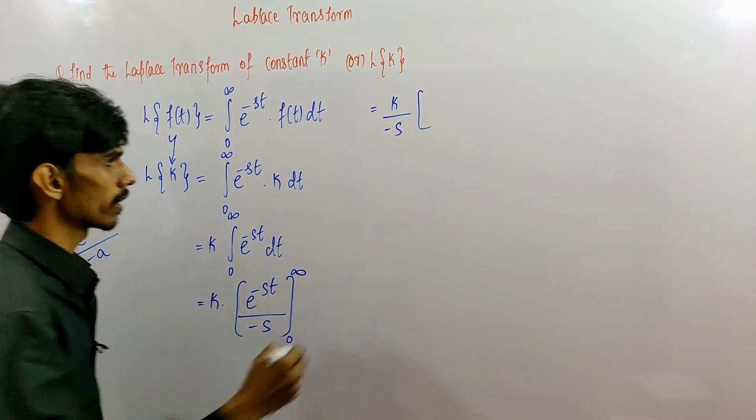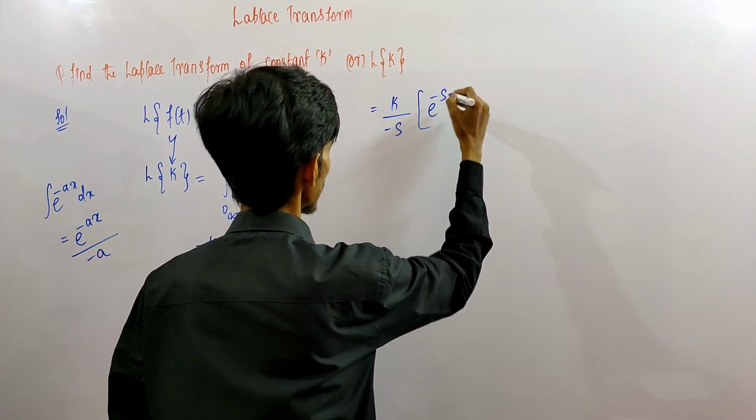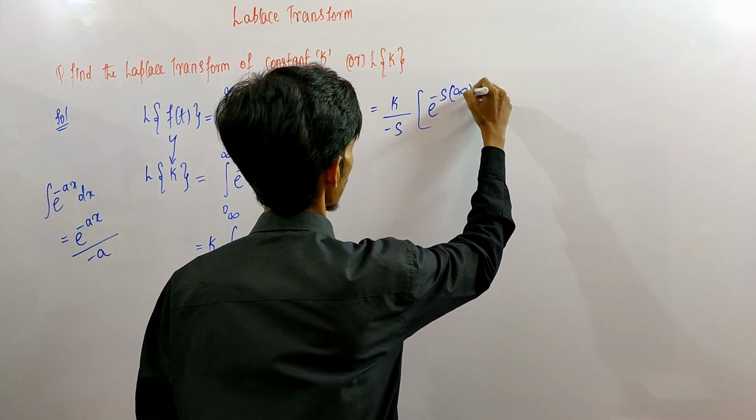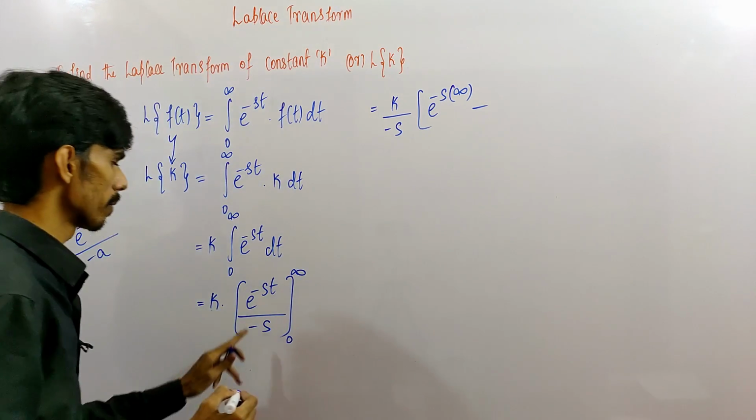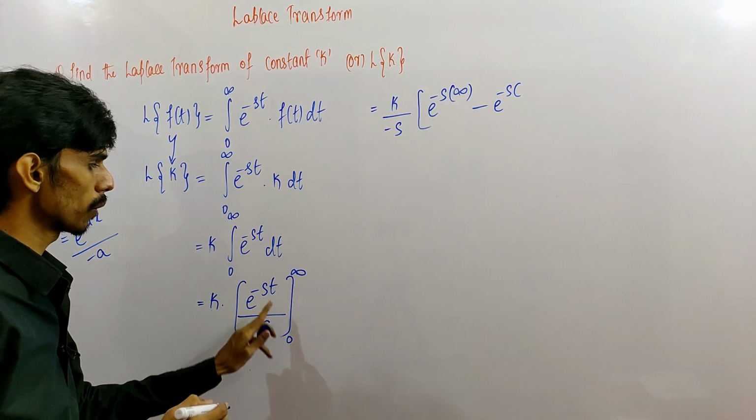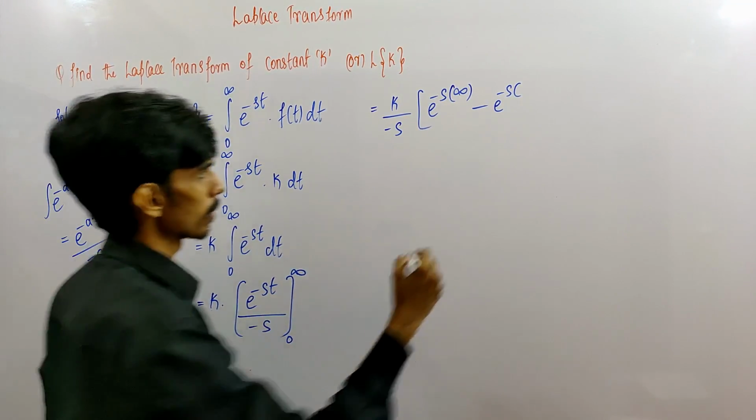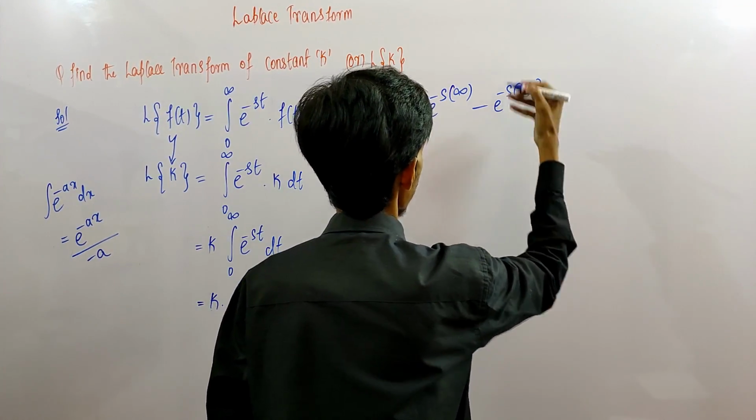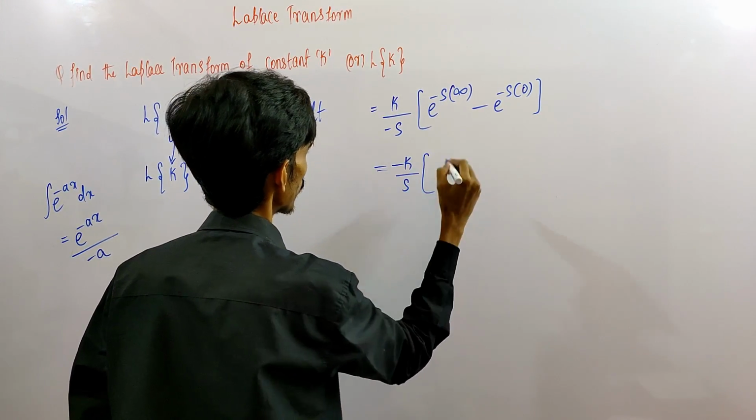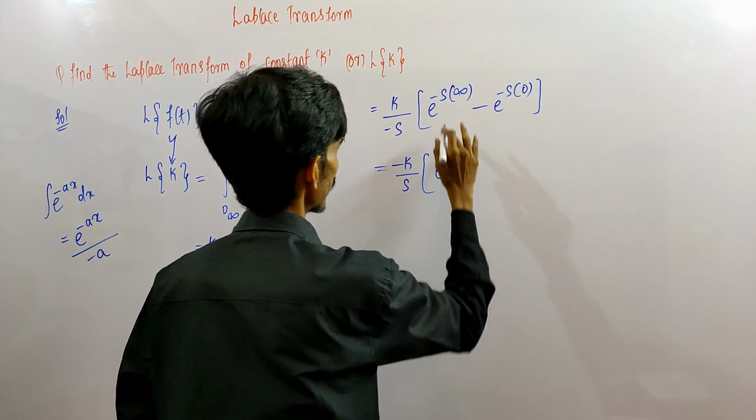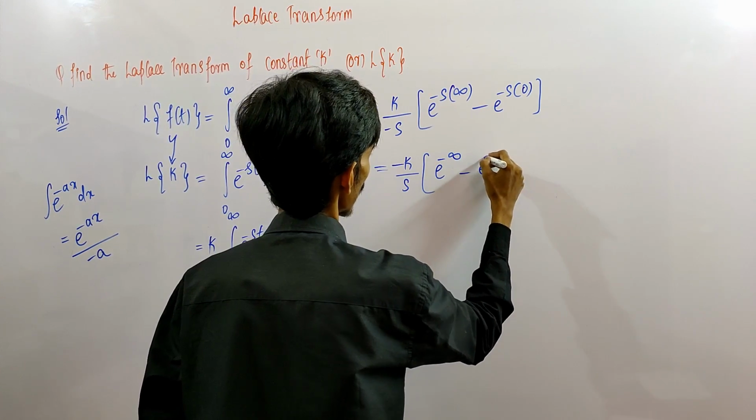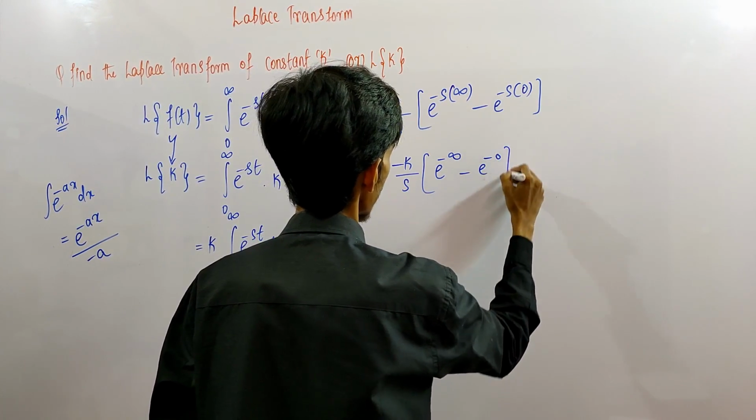Substituting the upper limit, here we have e power of minus s, in place of t, write down infinite. Upper limit minus lower limit. Same e power of minus s into, substitute 0 in place of t. It will become minus k divided by s into e power of minus s into infinite is minus infinite, minus e power of minus s into 0, 0.